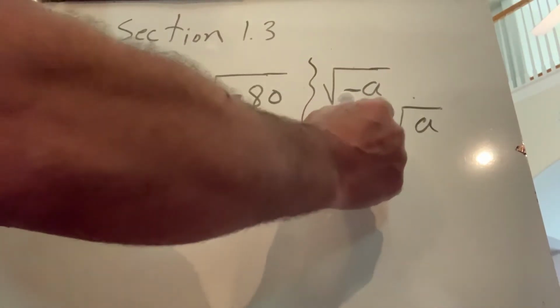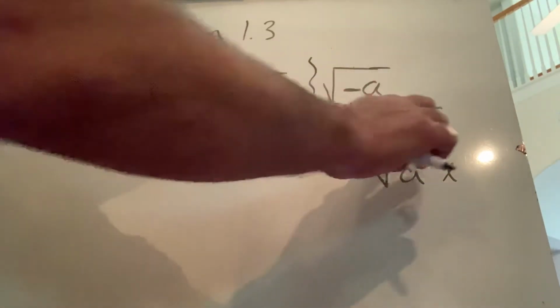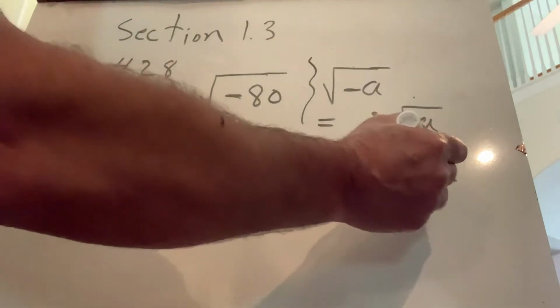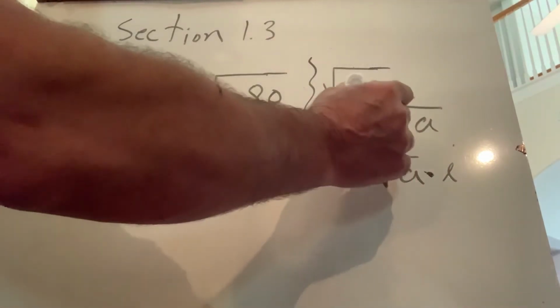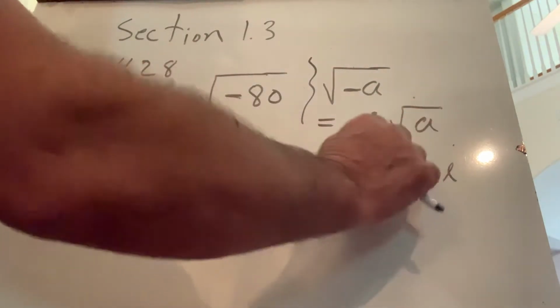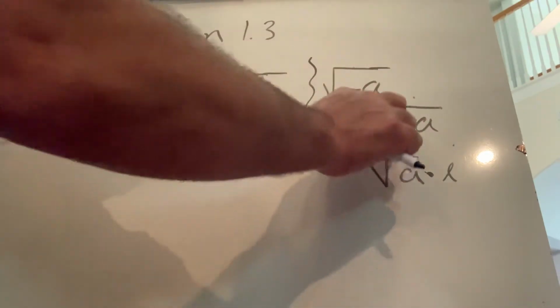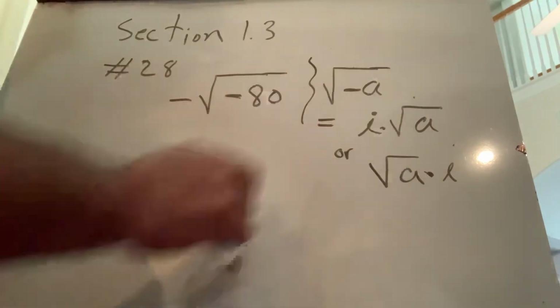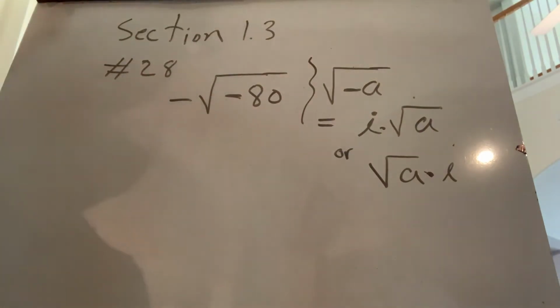Now some books actually write this as the square root of a times i. The reason why they put the i in front is so that students will not make a mistake and put the i under the radical. But mathematically, they're the same thing because it's a multiplication. It doesn't matter whether you put the i first or the square root first. If it was just a number without a square root, I'm sure you put the number first. But because the square root is involved, some books write the i before the square root instead of after. Either way, mathematically, they both are the same.